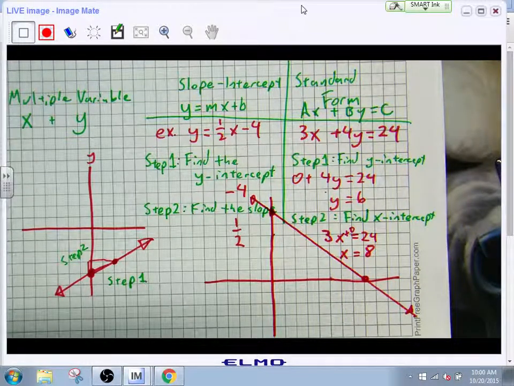Do you guys want me to leave this up here for a second? Thumbs up if you're still copying it down. Okay, cool. I'll leave this up for just a second more.